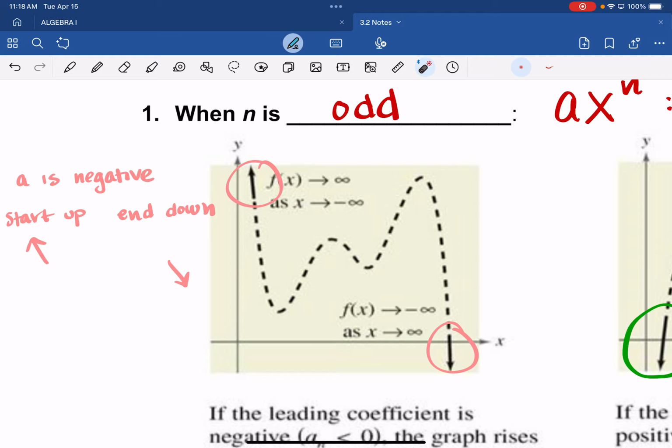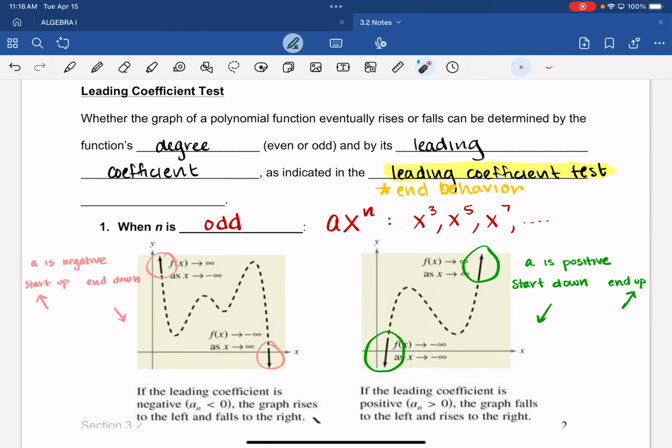Okay, a good rule of thumb, a kind of trick that I use: when my exponent's odd, I know my end behaviors are in two different directions. Okay, one's up, one's down. If it's positive, it starts down, so it's like the opposite of what you'd think. If A is positive, I'm really starting towards the negative direction. If A is negative, I'm really starting toward the positive direction.